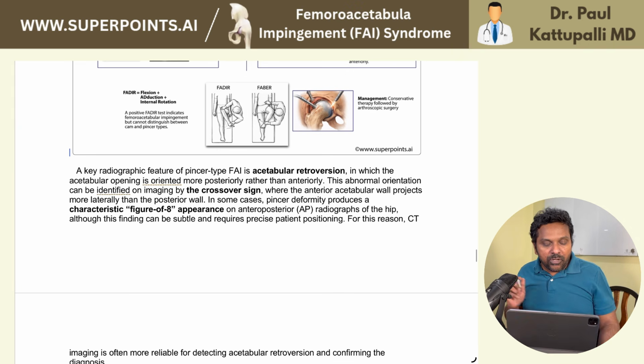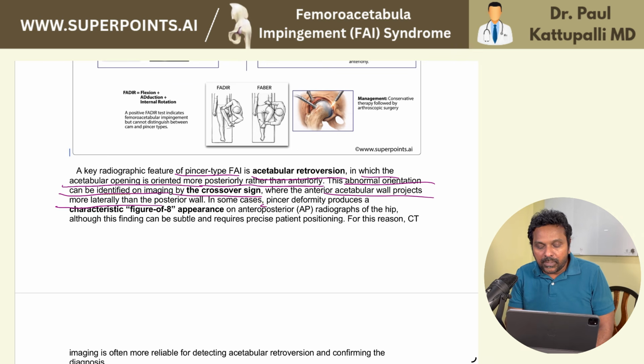So the key radiographic feature of pincer type FAI is acetabular retroversion, in which the acetabular opening is oriented more posteriorly rather than anteriorly. This abnormal orientation can be identified on imaging by the crossover sign, where the anterior acetabular wall projects more laterally than the posterior wall. In some cases, pincer deformity produces a characteristic figure of eight appearance on anteroposterior AP radiographs of the hip, although this finding can be subtle and requires precise patient positioning.